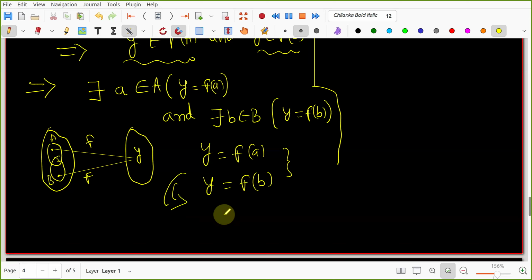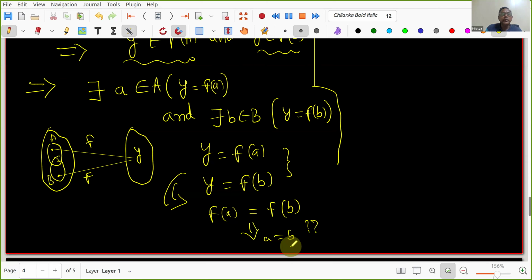If small a is equals to small b, then we are done. Okay, that is one thing. So small a equal to small b. What is that? f of A equal to f of B. This is easy, right? This is easy. Now you are asking, this implies A equal to B. What is the meaning of that? f of A equal to f of B implies A equal to B.